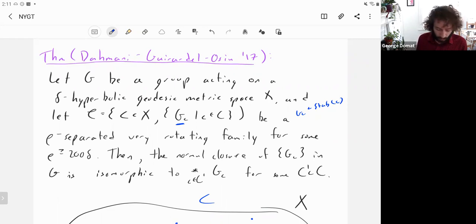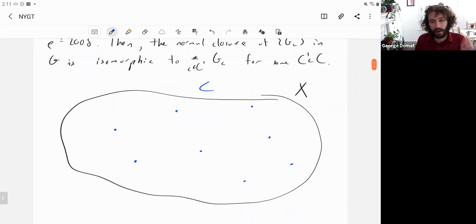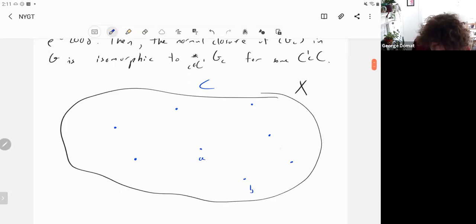Great. And so what does this look like pictorially? You have your space X, and you have this rho separated collection of points. And now, at each one of these points, you have a little group that acts and fixes that point.